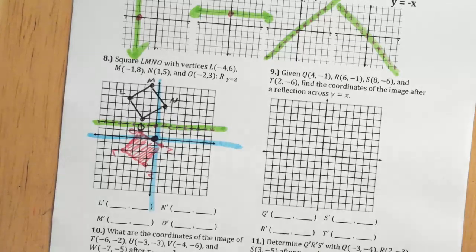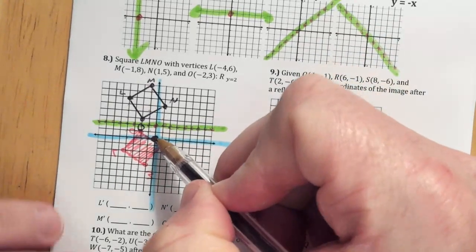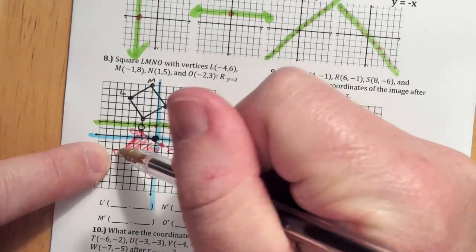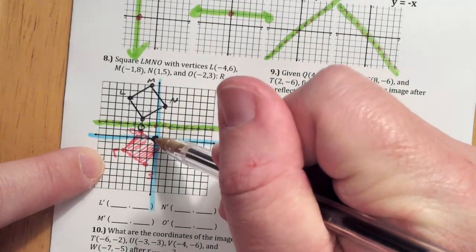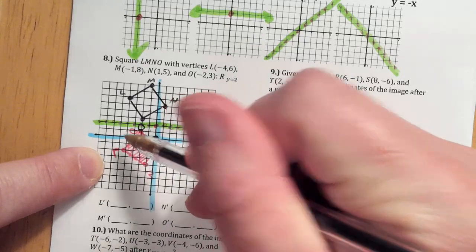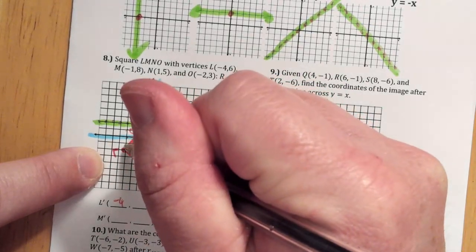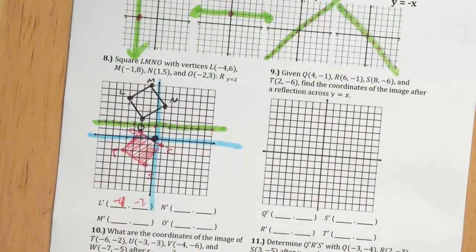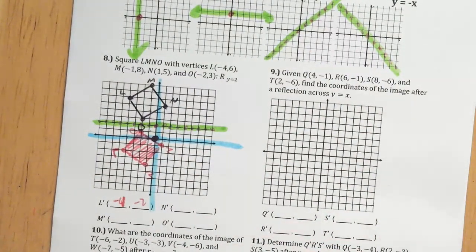All right, because a lot of people think this is 0, 0 when it's really this. So here's 0, 0, and where was L? So L is over here. So that is negative 1, 2, 3, 4. So it's negative 4, negative 2. So negative 4, negative 2. Yes, and it's your job to find those other coordinates.